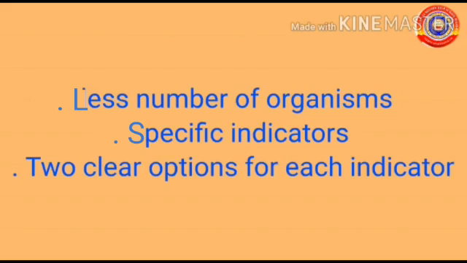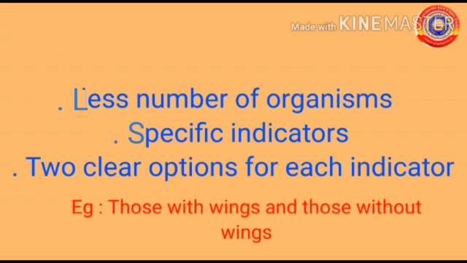Why is the classification of these organisms very easy? This is because this illustration has less number of organisms and it has specific indicators. And it has two clear options for each indicator. Example, those with wings and those without wings.